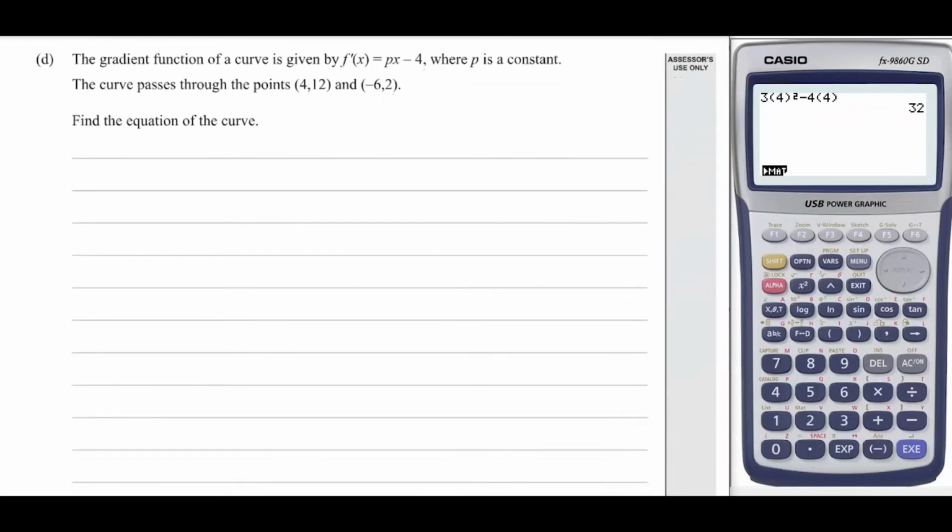Right, part D, the gradient function of a curve is given by this one here. P is a constant. That means it's just a number, but we don't know what the number is. And it passes through these 2 points. Find the equation of the curve. So we've been given the derivative. We need to go backwards to find out what f of x is.